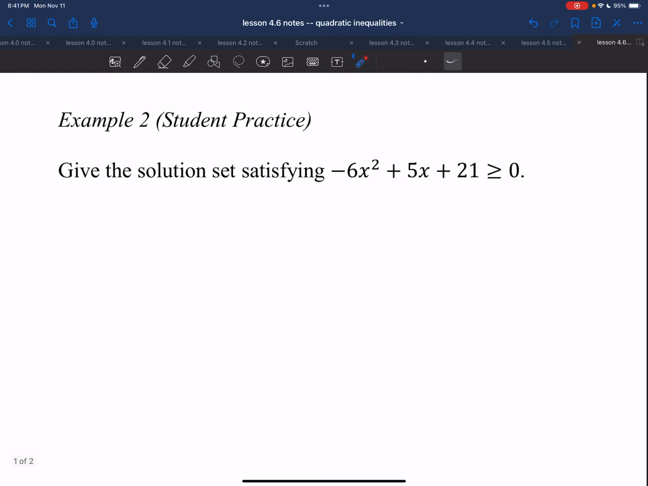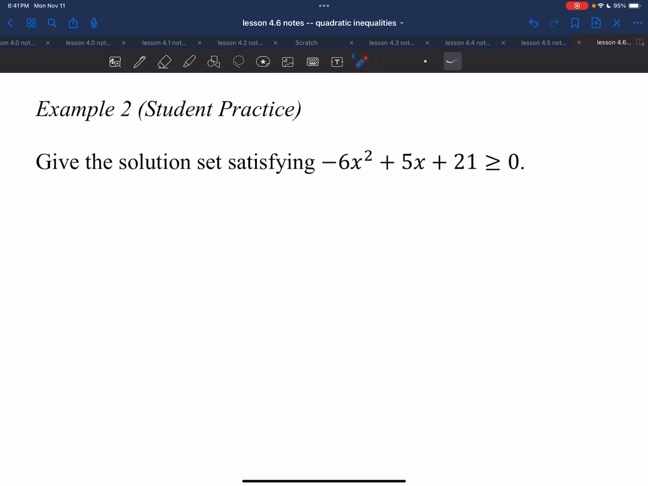Okay. Here's another example that might show you that lead coefficient business. It says, give the solution set satisfying negative 6x squared plus 5x plus 21 is greater than or equal to 0. And we can solve it like so, right?